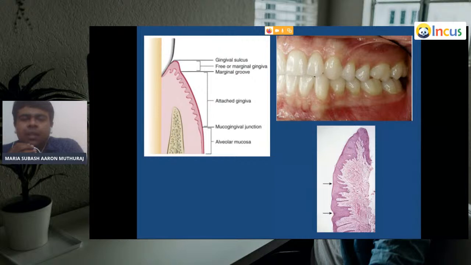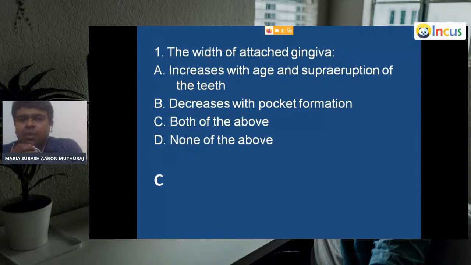Here the question is, the width of attached gingiva increases with age and supra eruption of the teeth. Actually, it does, because the gingiva will move along with the tooth in supra eruption, and there will be an increase in the width of attached gingiva. It also decreases with pocket formation, because there is no change in the mucogingival junction, only a decrease in the width of the attached gingiva. Therefore, the answer to the first question is both of the above.